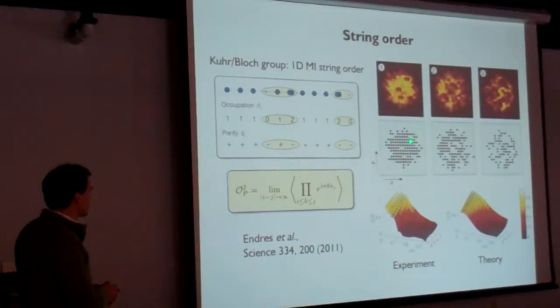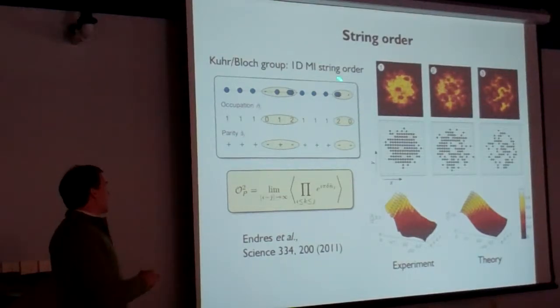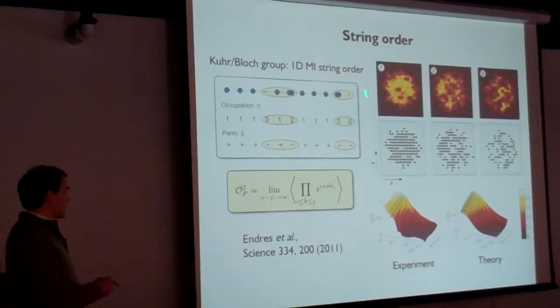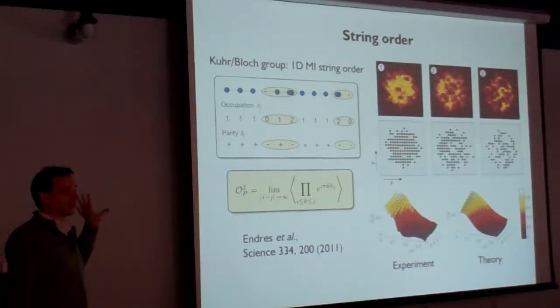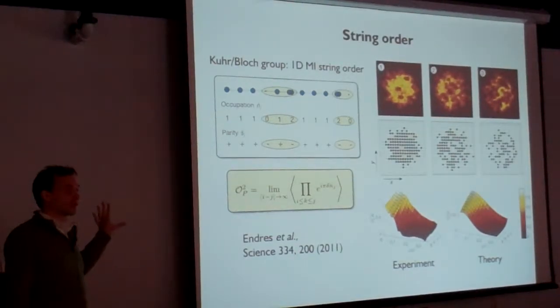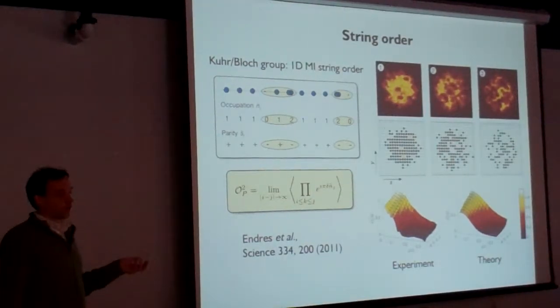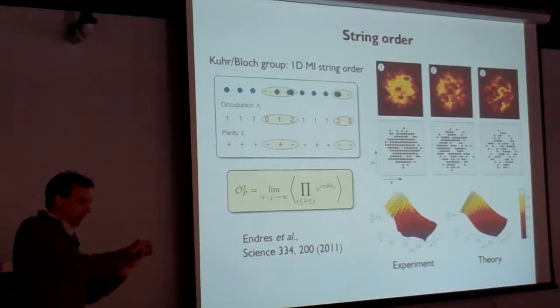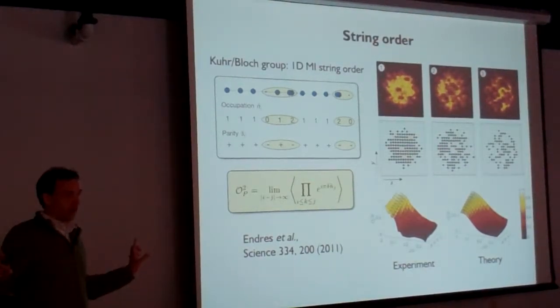Let's say you have two empty sites. So this is the binarized picture. They even went beyond that, saying that you can define this as a measurement of a so-called string order. I don't want to go into detail here, but string order is one example of the interesting order parameters that you cannot measure in traditional condensed matter physics, because you have to measure each individual spin, and from that you can deduce that order parameter.